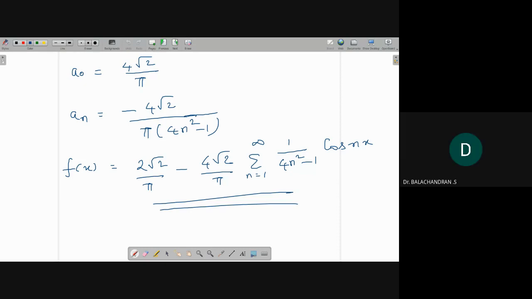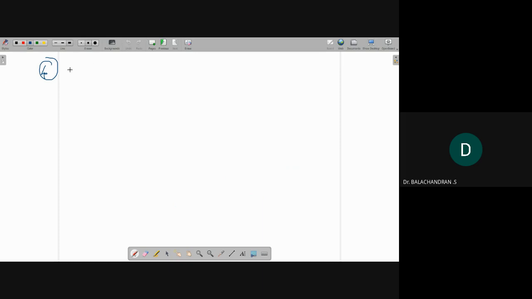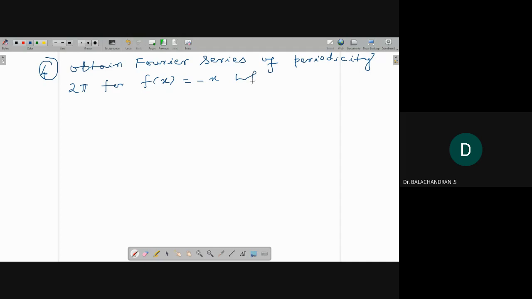Yes, sir. Okay. So, the question is, obtain the Fourier series of periodicity pi for the function f of x is equal to minus x when minus pi is less than x less than 0, and f of x is equal to x when 0 is less than x less than pi. Or the same question may be asked like this.